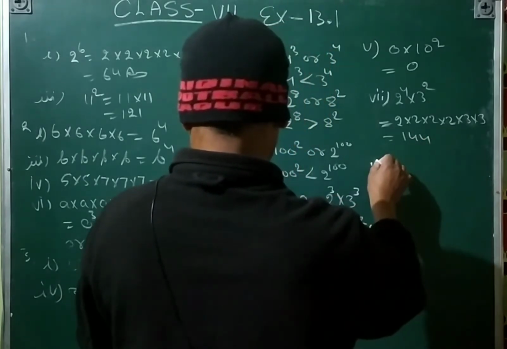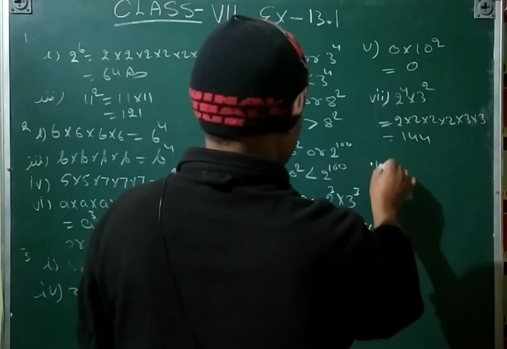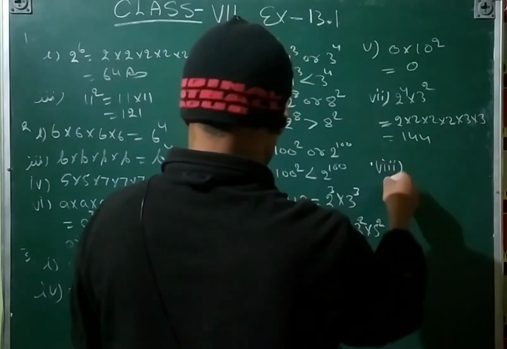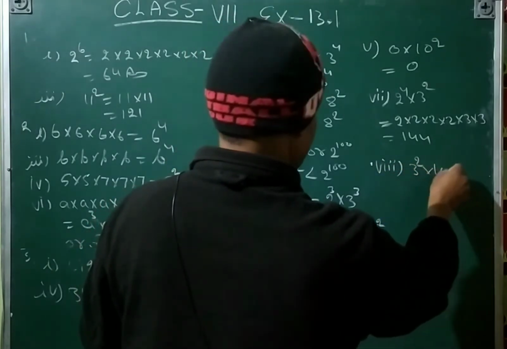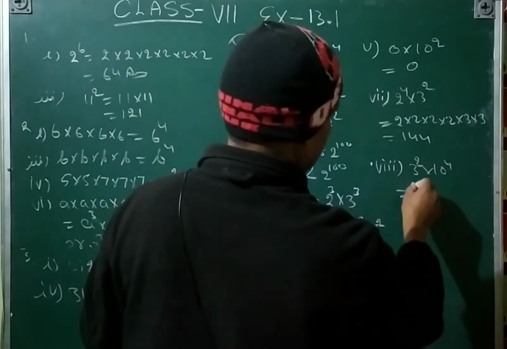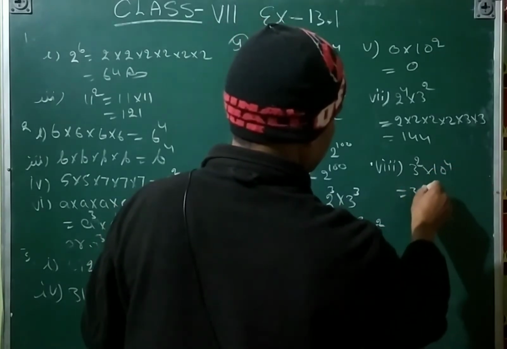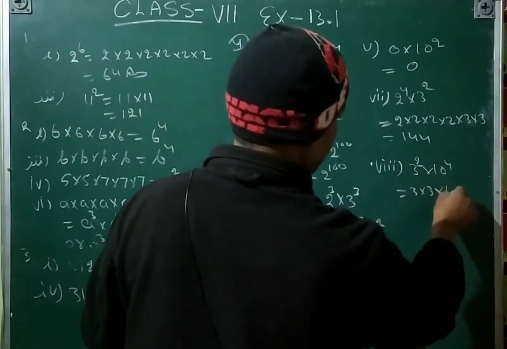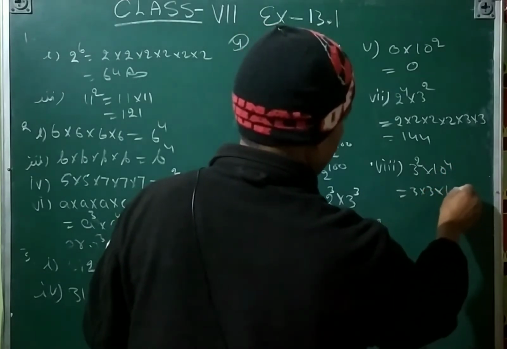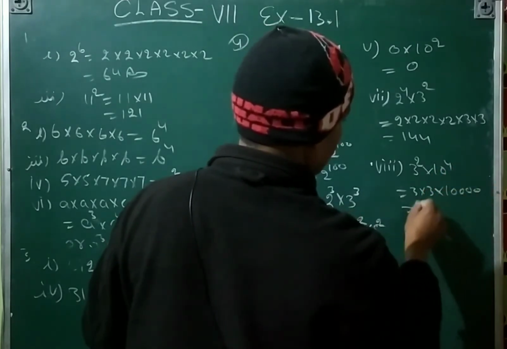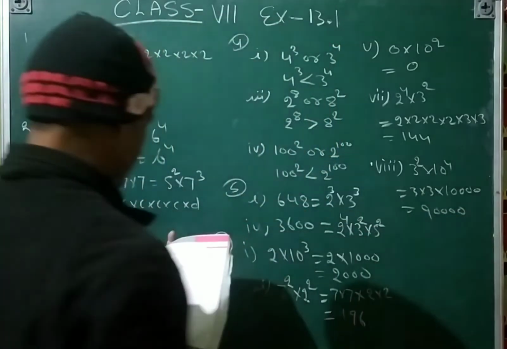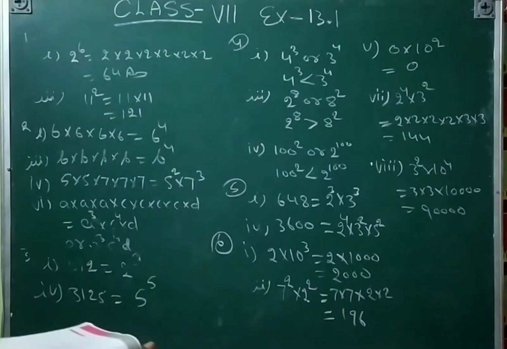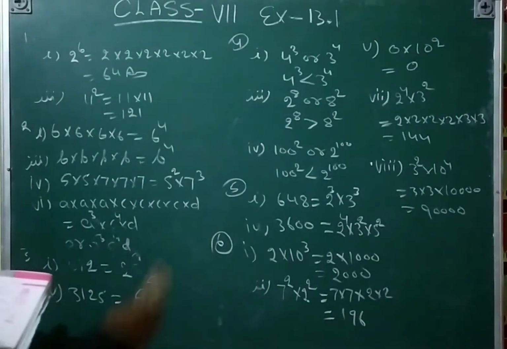And then the last part also, see that eighth part. We have 3 power 2 multiply 10 power 4. So 3 power 2 means 3 into 3, multiply 10 power 4 means we will write here 4 zeros. So 3 threes are 9 and then 1 2 3 4 zeros. And then next is the 7th question.